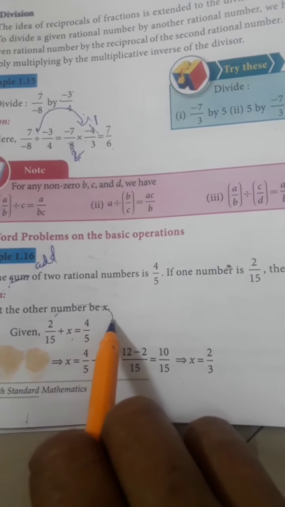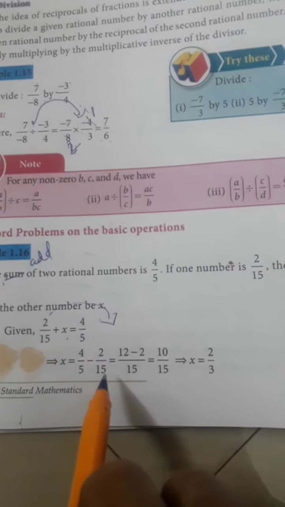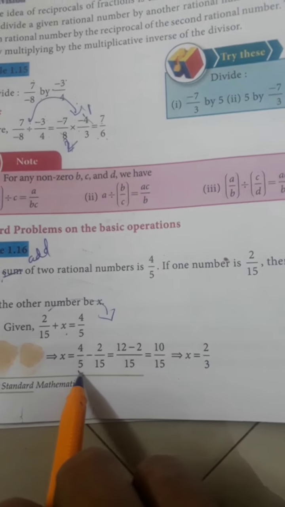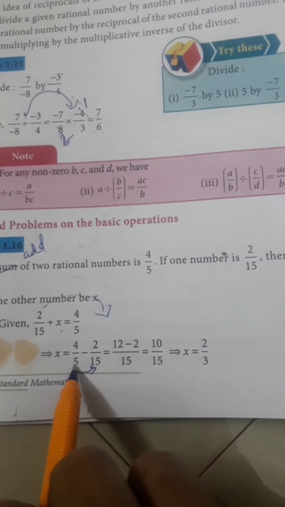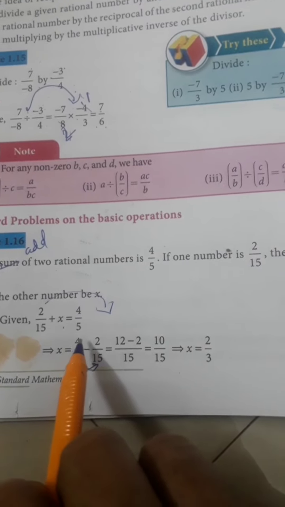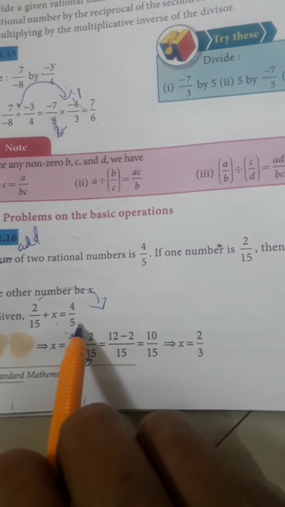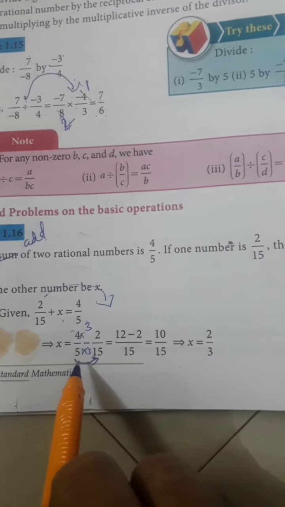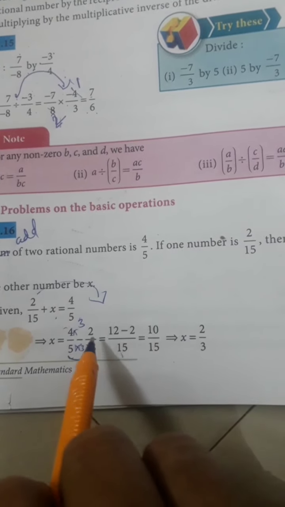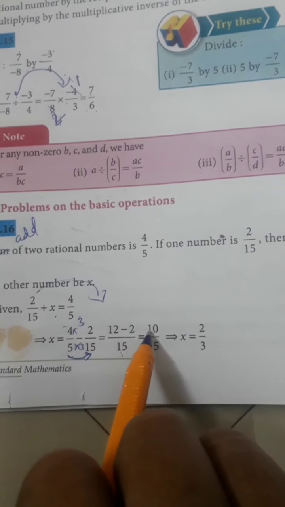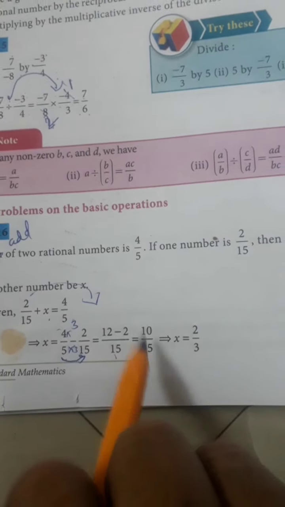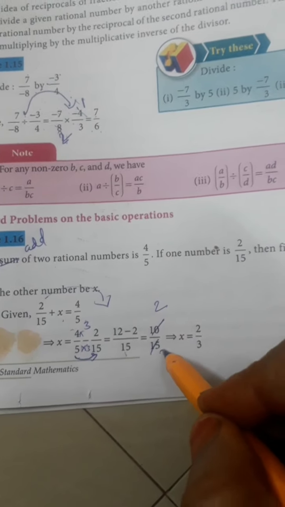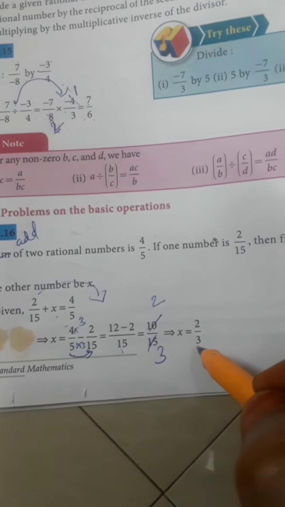minus 2 by 15. Now what is the very easy method? Fifth table comes in 15. 1 five is 5, 2 fives are 10, 3 fives are 15. So this first fraction, multiply by 3 into 3. 3 fours are 12. 15 is already there, so write 12 minus 2 is 10 by 15. These two numbers are also possible in the fifth table. 1 five is 5, 2 fives are 10, 3 fives are 15. Therefore x equals 2 by 3.